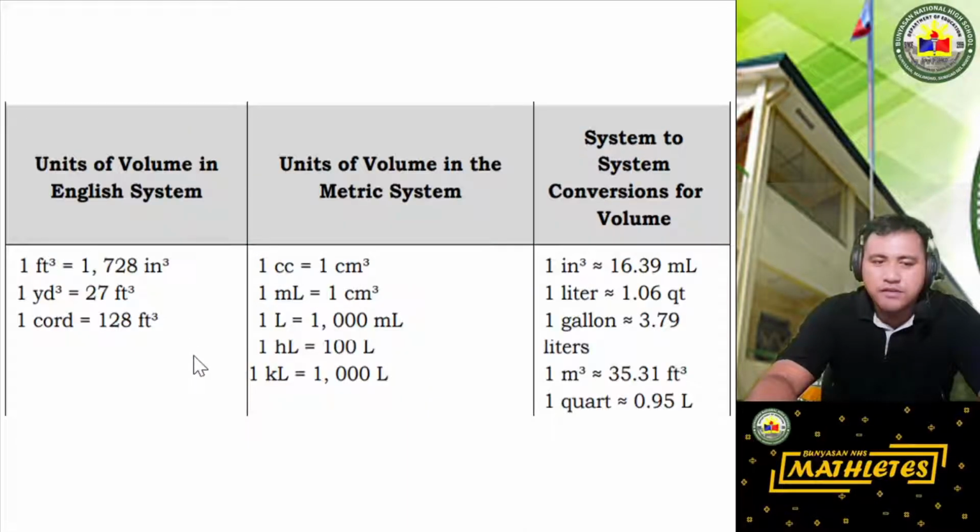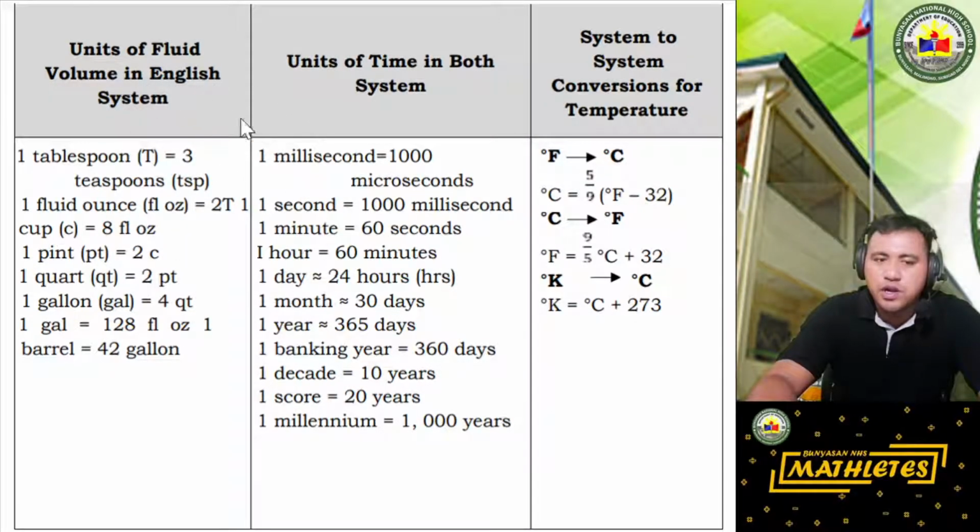So, this is the units of volume. The conversion of units in volume. And this is for fluid volume. This is for time. This is for the temperature. The first column is for fluid volume in the English system, and we have the unit of time in both systems, and the conversion of units from system to system.